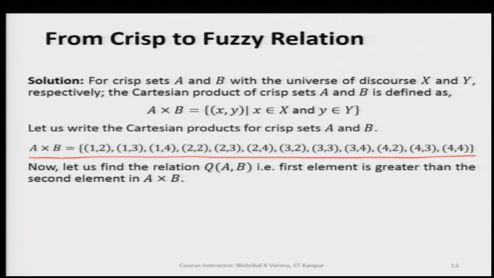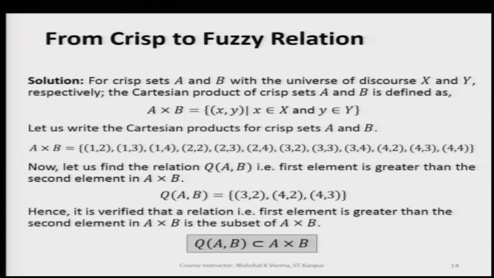So, we see that this is the overall space, the overall population that is possible here, as the Cartesian product of A and B. Now, let us see what a relation is if we put some condition. Let us say we are interested in a particular relation, a set, let us say Q A B. This is a relation set, and it defines some relation based on some condition.